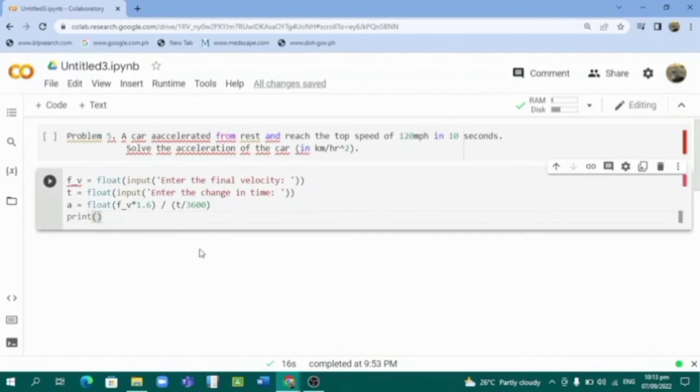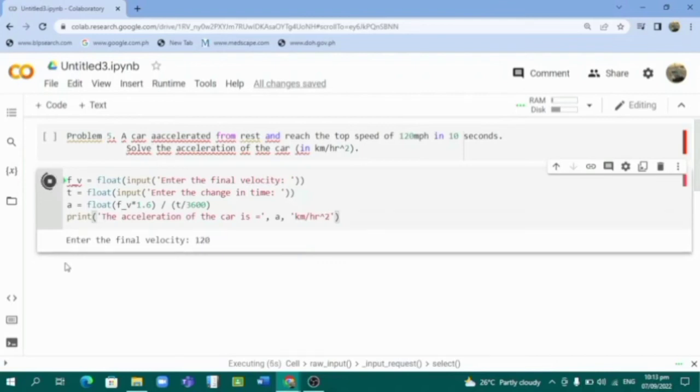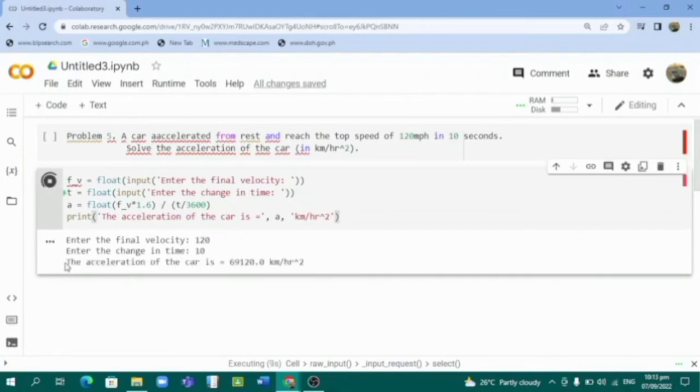Print, close open parenthesis, quotation mark, total is, equal sign, comma and space, a, which is the acceleration, space again, quotation mark. We're gonna put inside the unit, which is kilometer per hour squared. And we're gonna print and run the code. Final velocity, 120. Time is 10.